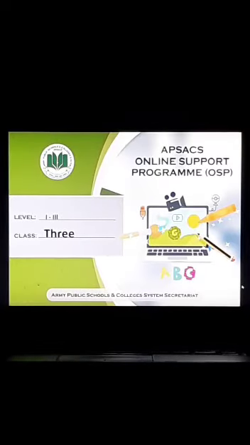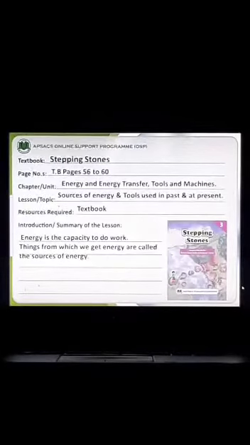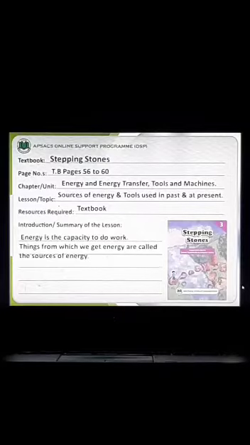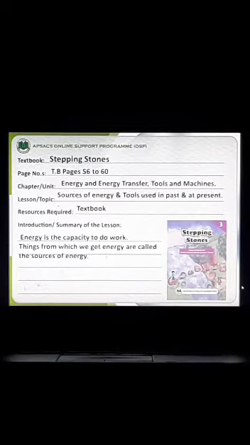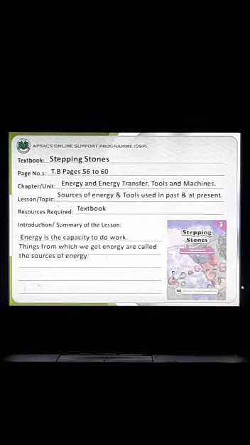Today is 3rd December and day is Thursday, and I'm going to teach you a lesson of integrated studies. The name of the textbook is Stepping Stones, and we are going to start a new chapter, chapter number 6. The name of the chapter is Energy and Energy Transfer, Tools and Machines, and we will go through the textbook pages 56 to 60. And today's topic is the sources of energy and tools used in past and at present.